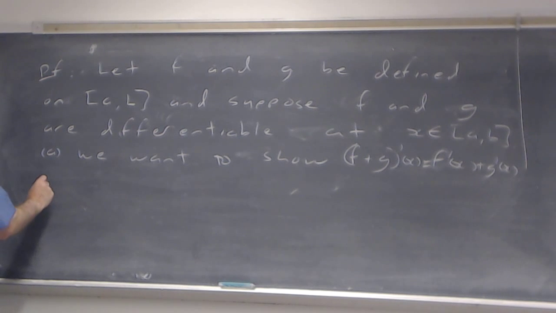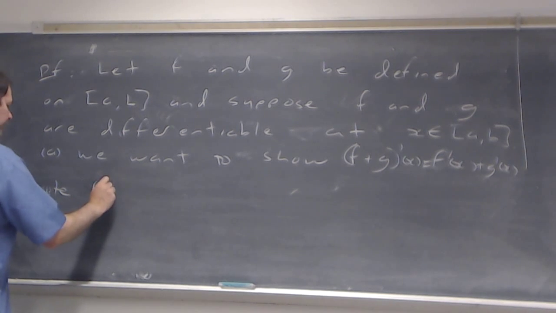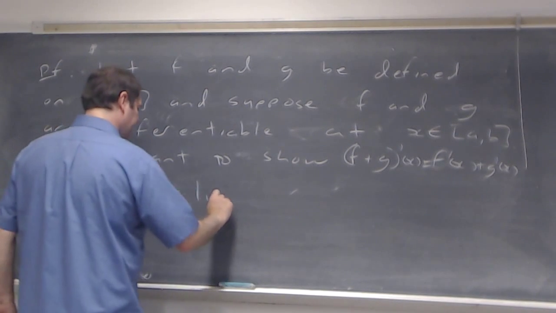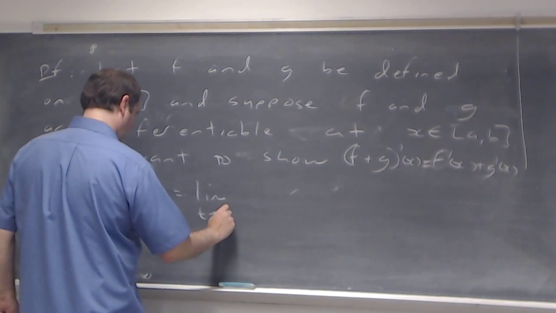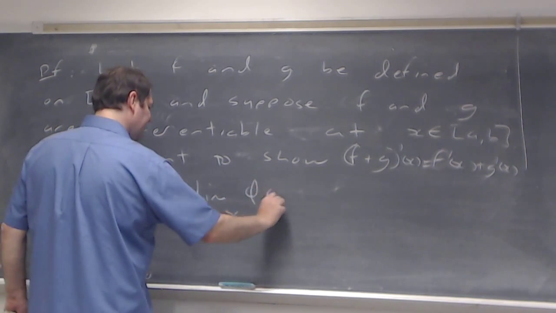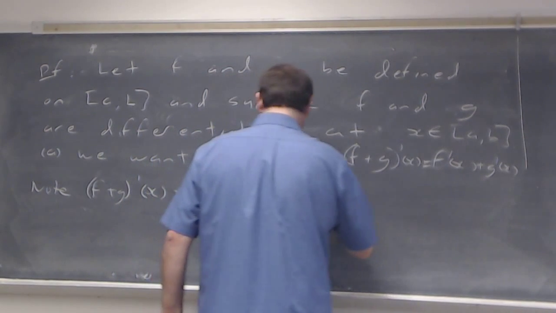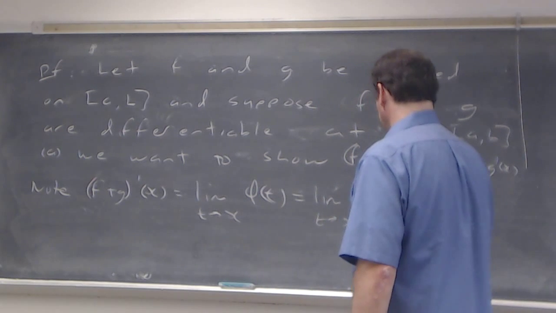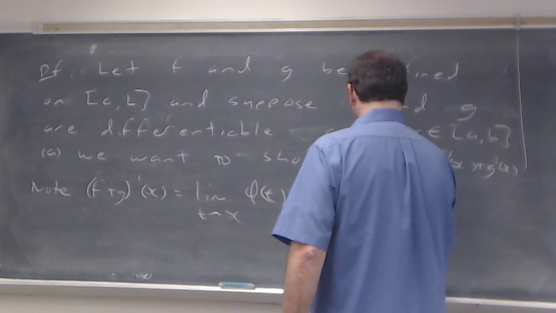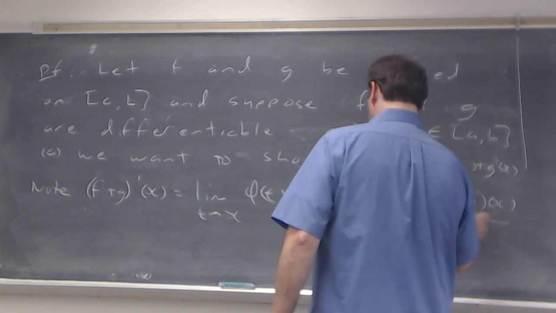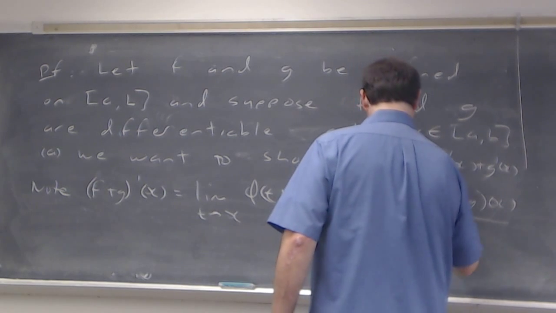Well, here's where we'll do this. Note, (f plus g) prime of x, if it exists, is equal to the limit as t goes to x of phi of t. Now, what is phi of t in this situation? Well, it would be (f plus g) acting on t minus (f plus g) acting on x, all over t minus x.